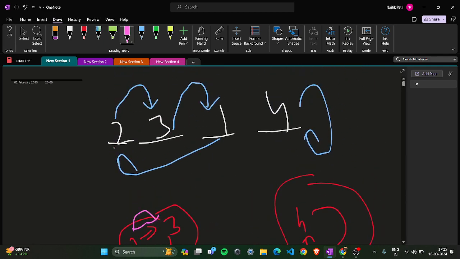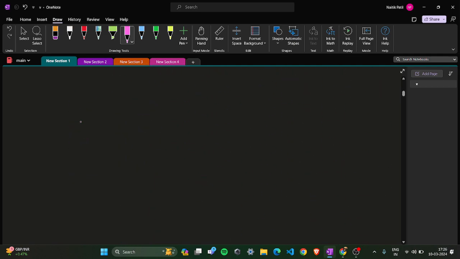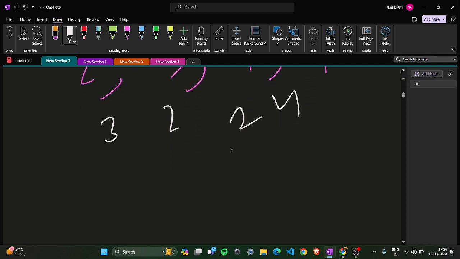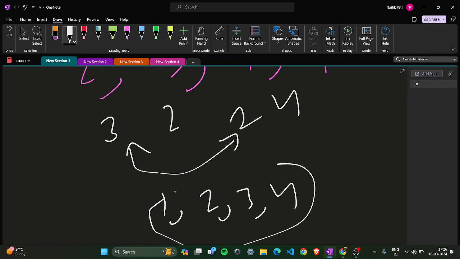So looking at it in the array, it will look like 2, 3, 1, 4. Swap these two elements. Now our array is like this. Now swap these two elements. Our array will be like this. And see, we reach the desired permutation in two operations.